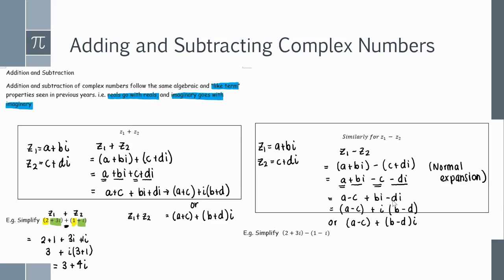Let's simplify 2 plus 3i minus, in brackets, 1 minus i. So that's my z1 in front and my z2 after the minus sign. First thing you do is expand: 2 plus 3i minus 1, and then minus times minus i will just be positive i. Okay, group the reals together, and then group the imaginaries together. 2 minus 1, that's pretty nice. Then I have plus 3i plus i.